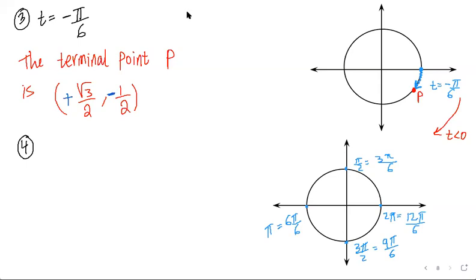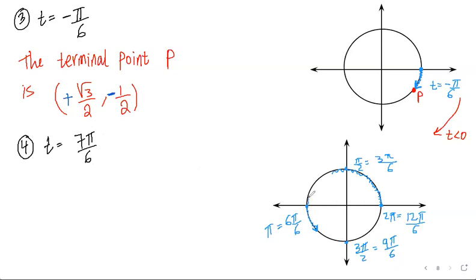So for the fourth one, t equals 7 pi over 6. So 7 pi over 6 means, first of all, it is positive. Positive means we have to move around the circle counterclockwise. So starting from this point, moving around the circle counterclockwise with distance 7 pi over 6. The 7 pi over 6 is between 6 pi over 6 and 9 pi over 6. So the 7 pi over 6 will be around here.